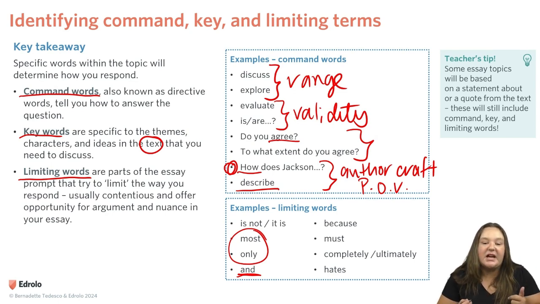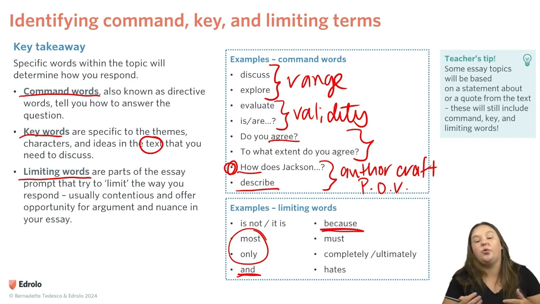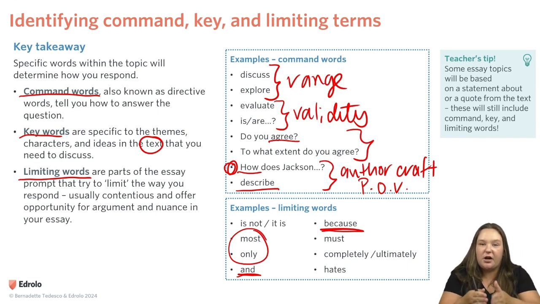Or Mary Cat is dangerous because she's insane. So you might, for example, not agree that she's insane or not agree that she's dangerous, but the word because tries to force you to think that both are in relation to each other. That's an example of a limiting word.